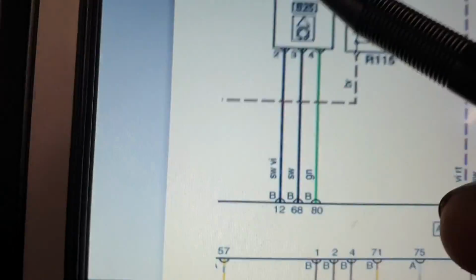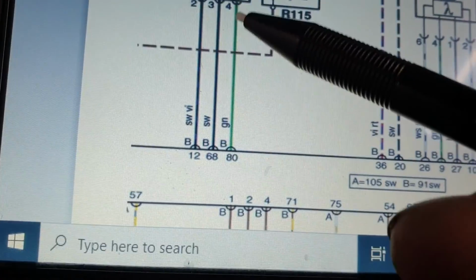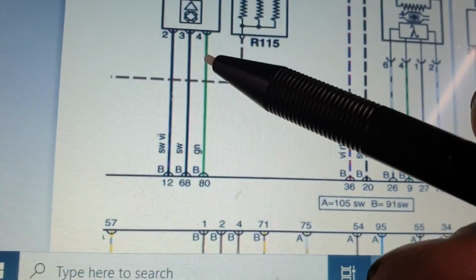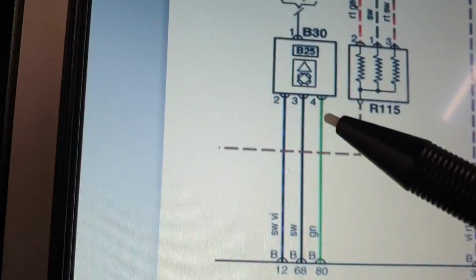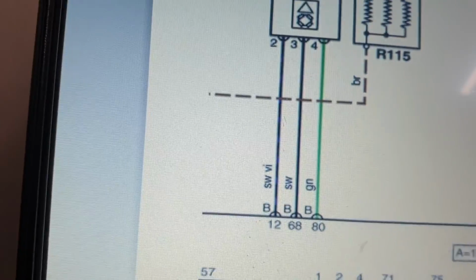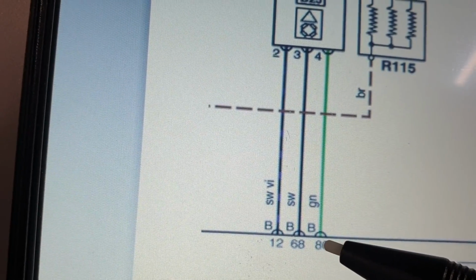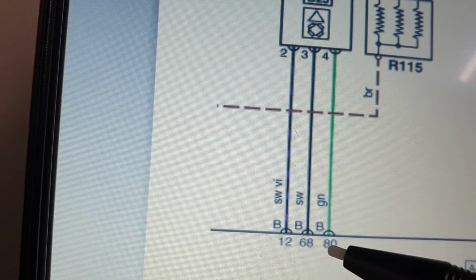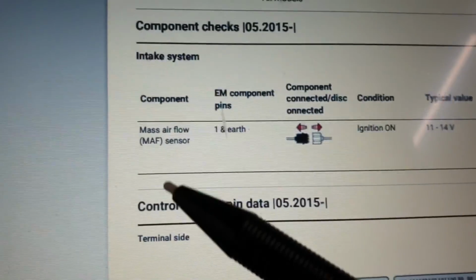So first we are going to check the supply voltage to the mass airflow sensor, and then take measurements. So what measurement should we take? Now I'm going to show you what measurement we should take. At the sensor we are going to back-probe pin number 4, and that's connected to the engine control unit at pin number 80, connector B. So this is the pin data.